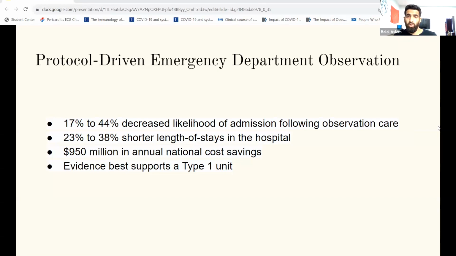The best evidence is for protocol-driven emergency department units. These units have a 17 to 44% decreased likelihood of admission following observation status. They also have 20 to 40% shorter lengths of stay and can have up to $1 billion in annual cost savings.